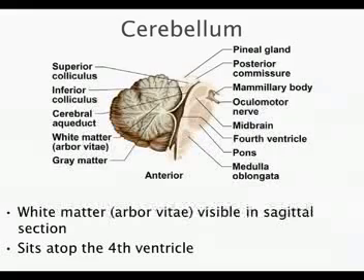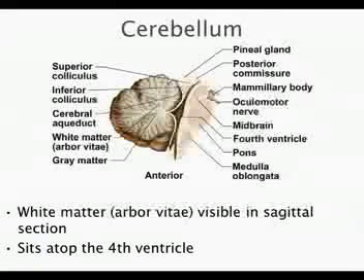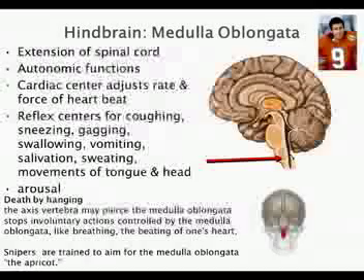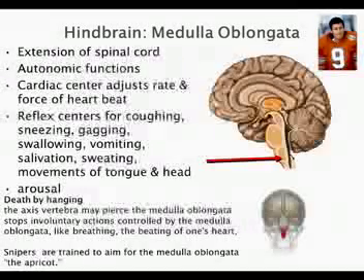Okay, and so a couple of things that we can point out here: you can see the superior colliculus, you can see the inferior colliculus, you can see the cerebral aqueduct running to the fourth ventricle. Right? And so just think of these structures that you're starting to see over and over and over again. All right, just a couple more structures in the hindbrain.